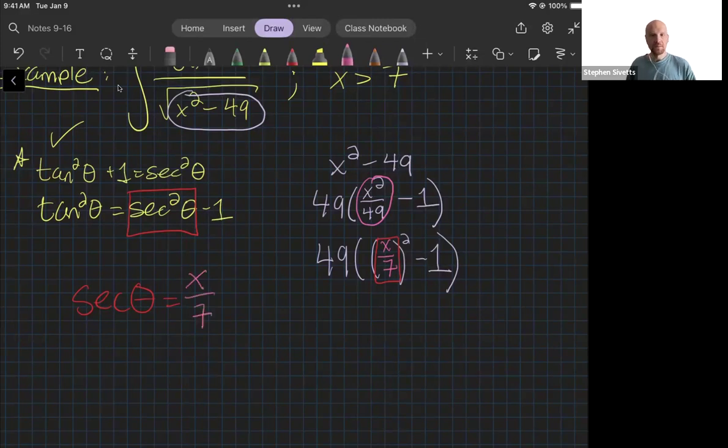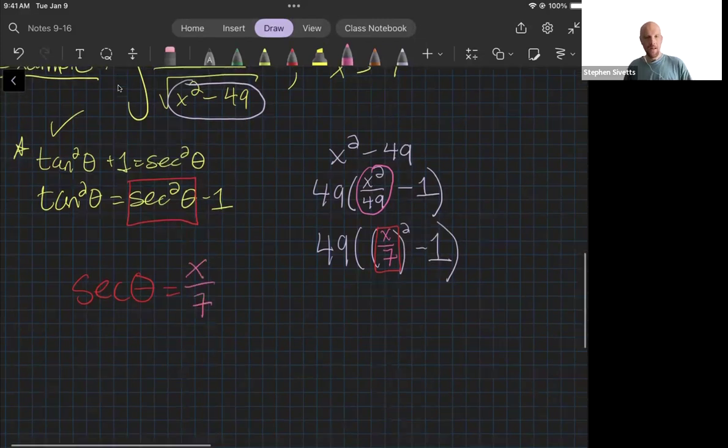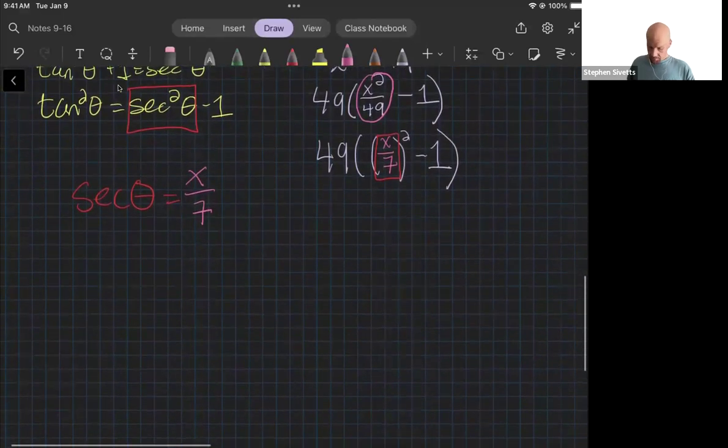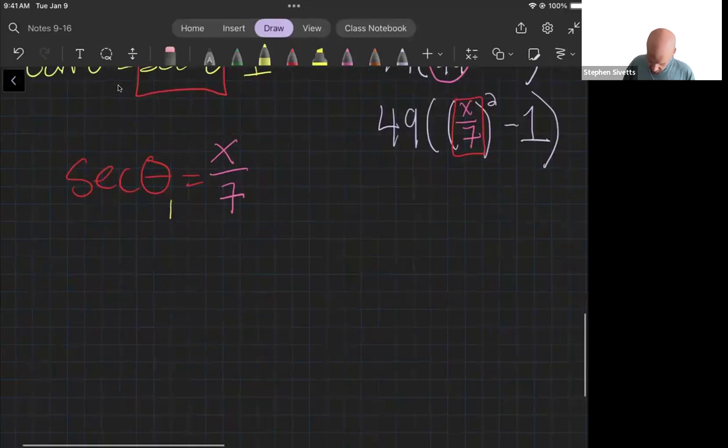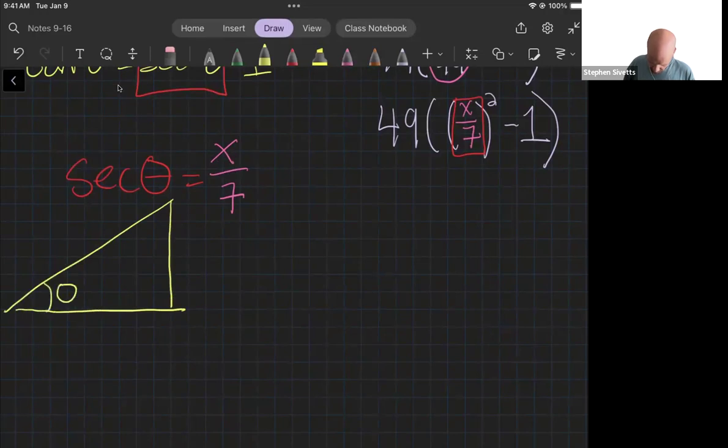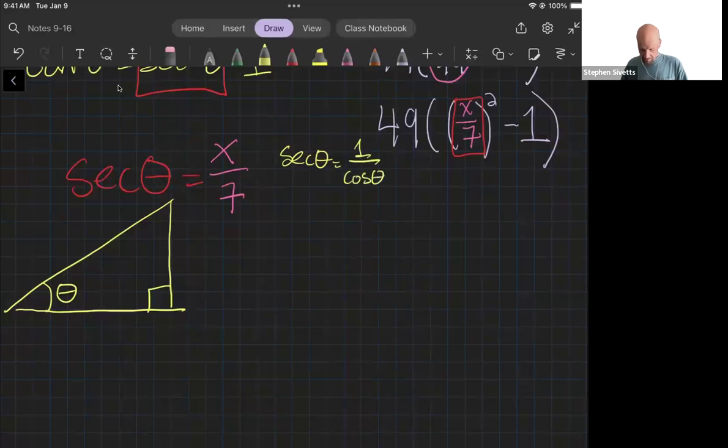That's over 7. Okay. So we can express this relationship by a right triangle, right? Trig functions involve functions with right triangles. So secant of theta is the reciprocal of cosine. So it's 1 divided by cosine of theta.